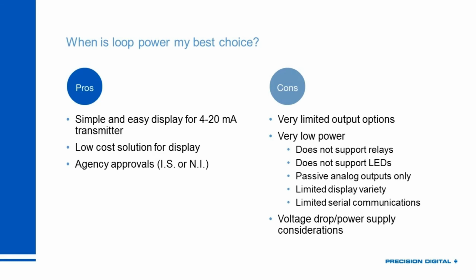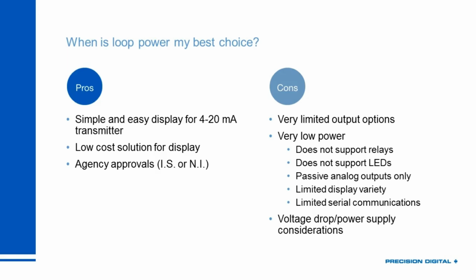There's definitely some cons with LoopPower though. You've got very limited output options. And that comes from the fact that this is a low power device. We've talked about how it can't support relays, and you will generally be stuck with those open collector outputs, which are great for some applications but not for others. If you have operators that really want that stereotypical LED red display like you find on most instrumentation, they're not going to be able to get that. Similarly, if they want some kind of touch panel or graphical LCD, you're not likely to find that either.